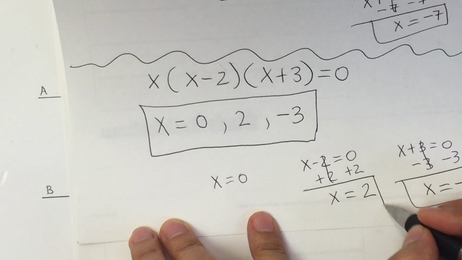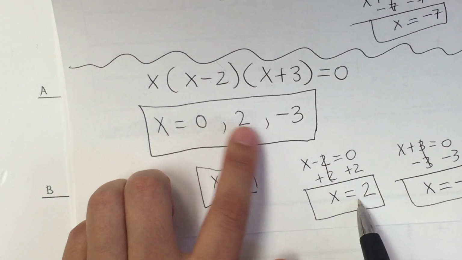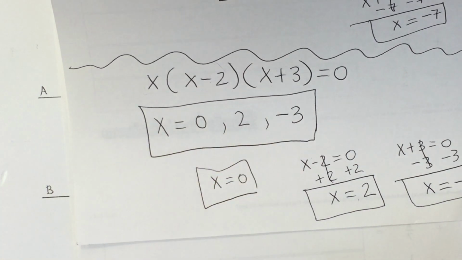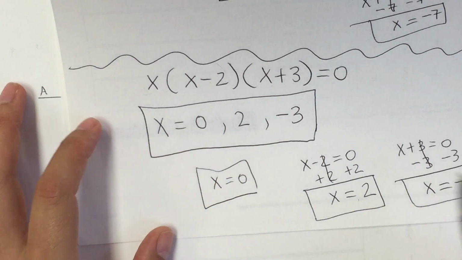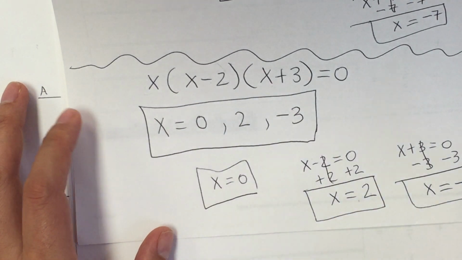If you notice, we were able to do that just by observing, so 0, 0, 2, 2, negative 3, negative 3. Okay, we were able to do that just by analyzing what number would make that factor 0.